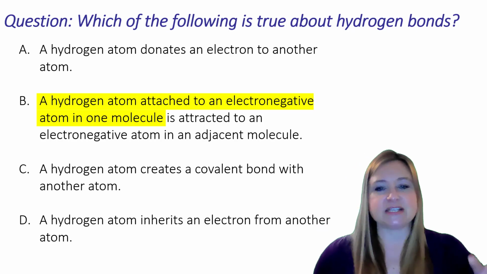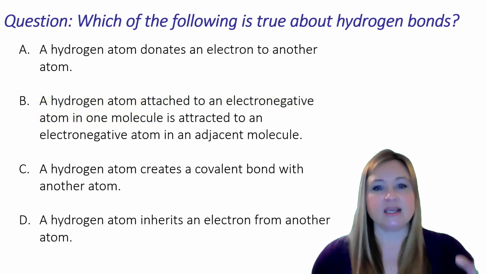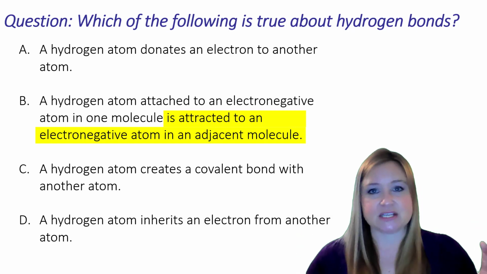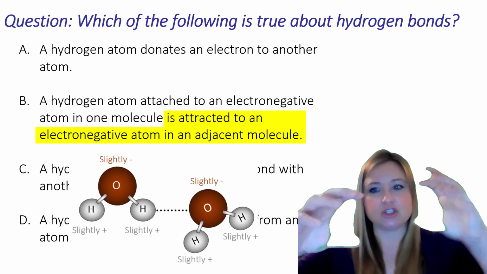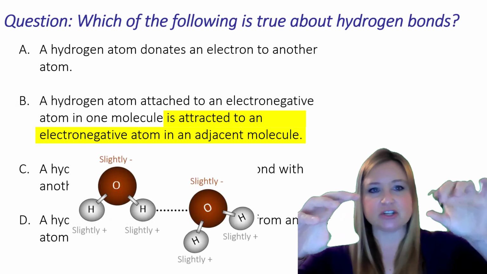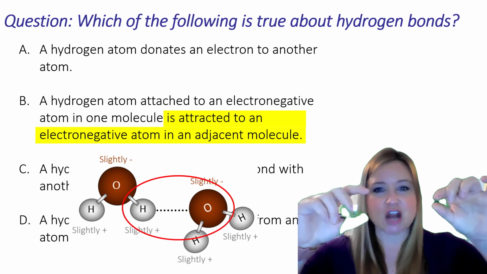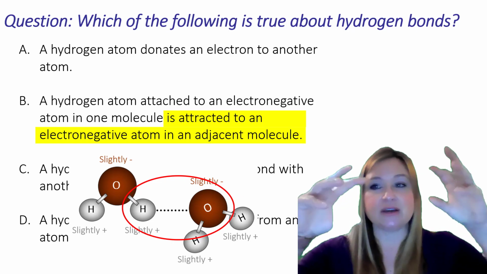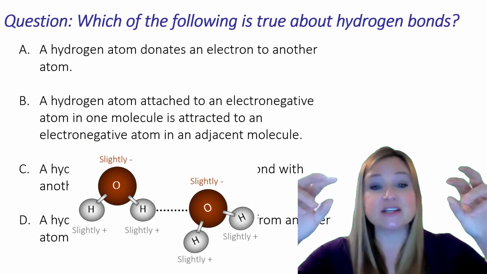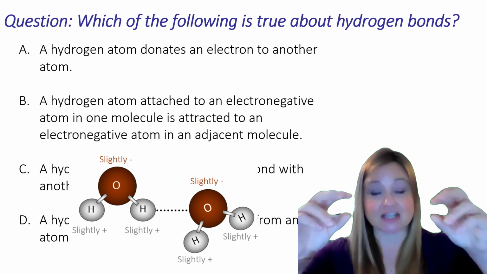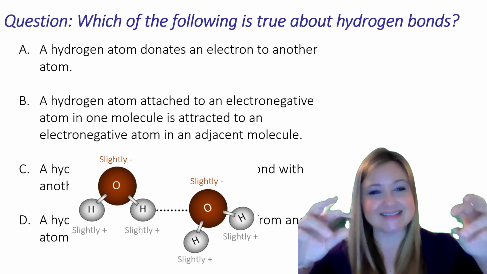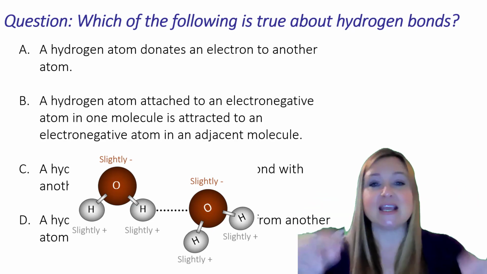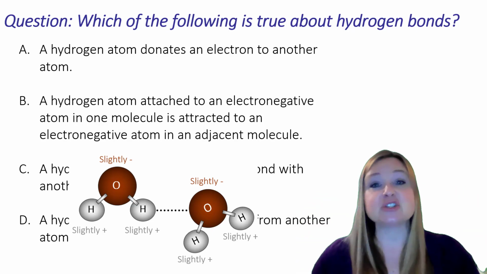Okay, so a hydrogen atom attached to an electronegative atom in one molecule is attracted to an electronegative atom in an adjacent molecule. So let's think back to our example about water, right? We have two molecules of water. And so the hydrogen atom in this molecule of water is attracted to an electronegative atom in an adjacent molecule. Well, so if we have two molecules of water, and we know oxygen is the electronegative part of that, what this sentence is saying is that hydrogen in one water molecule is attracted to oxygen in the other water molecule. And that's true, okay?